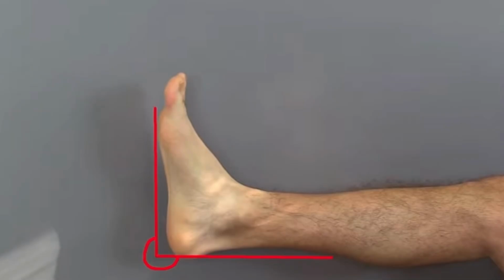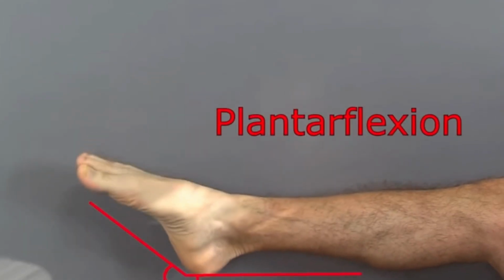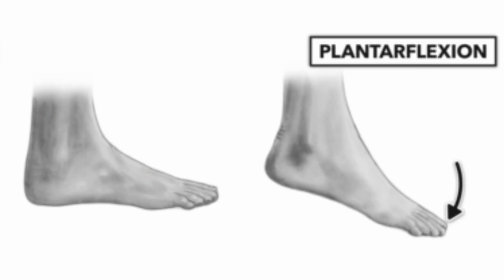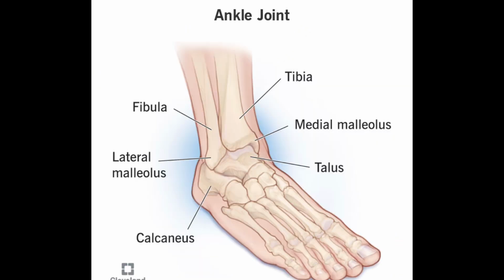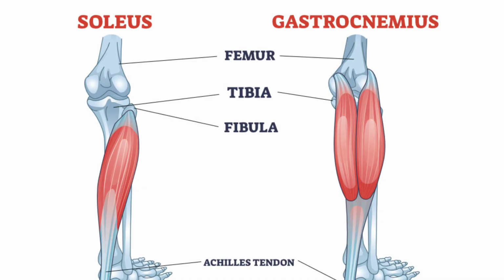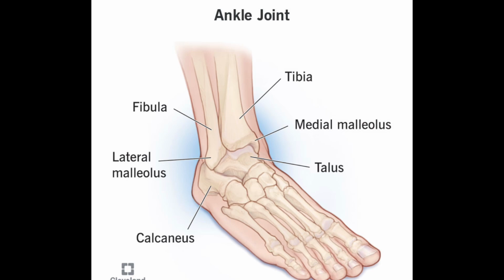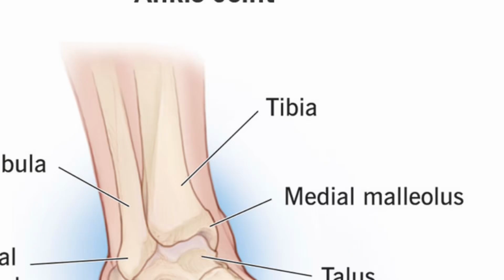Plantar flexion. Plantar flexion occurs when the ankle bends in the direction that points the toes and plantar side of the foot downward, and the joint in use is the ankle joint. The structural is synovial and the functional is diarthrosis. The muscles used in this movement are soleus and gastrocnemius. The bones are fibula, talus, and tibia.